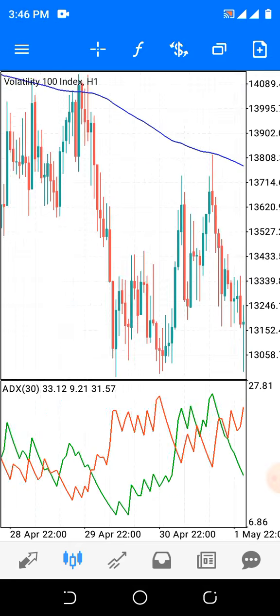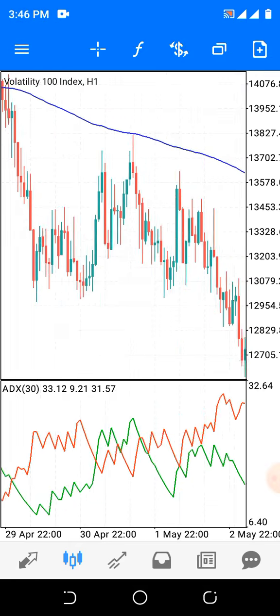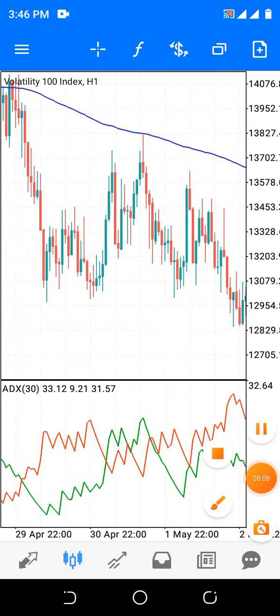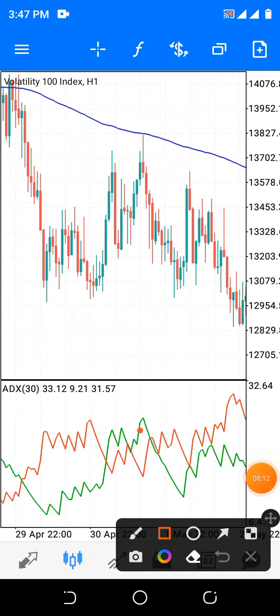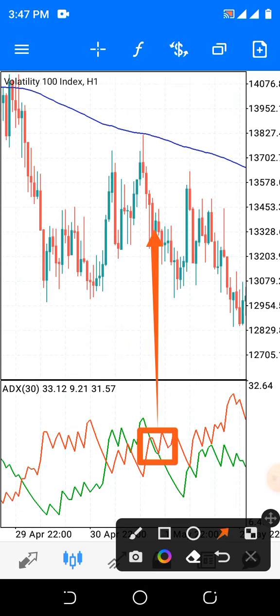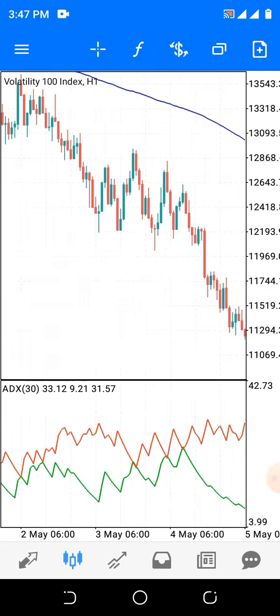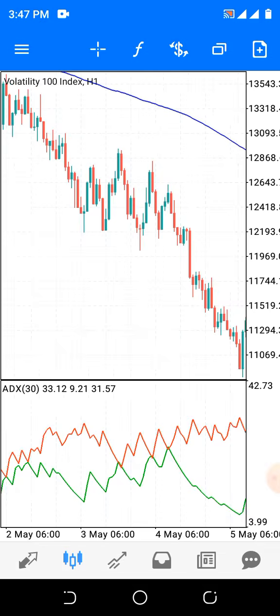So the market is still in a bearish state, so we keep on watching out for sell entries. Here is another place for you to make a sell entry. You make your entry here, and this is a lot of gain for you. So the market is still bearish and you keep on making your gain.